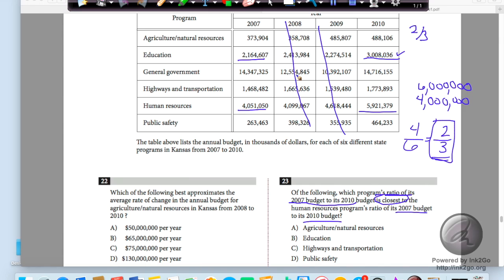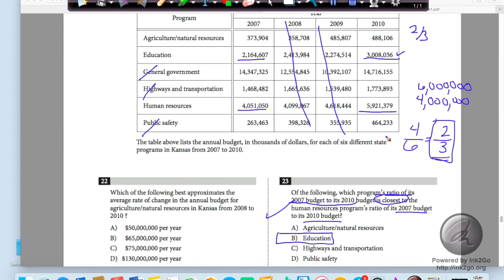Here I have 14 to 14. That's definitely not it for general government. Here I have 1.5, 1.7, also not it. Public safety, also not it. Okay, so if education is in my answer choices, it is. Education is your winner. It's going to be your best possible answer.